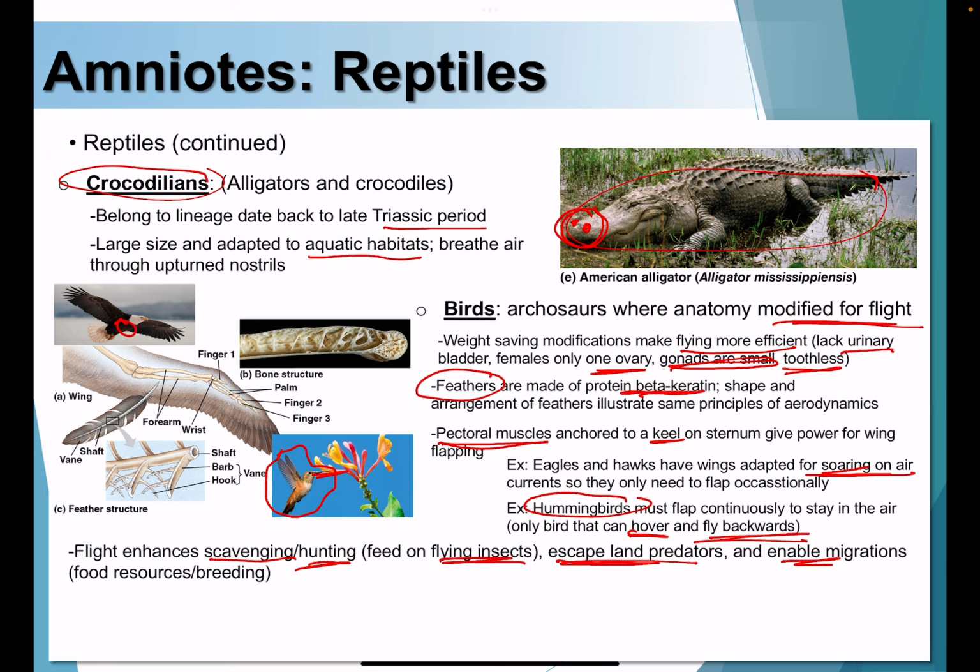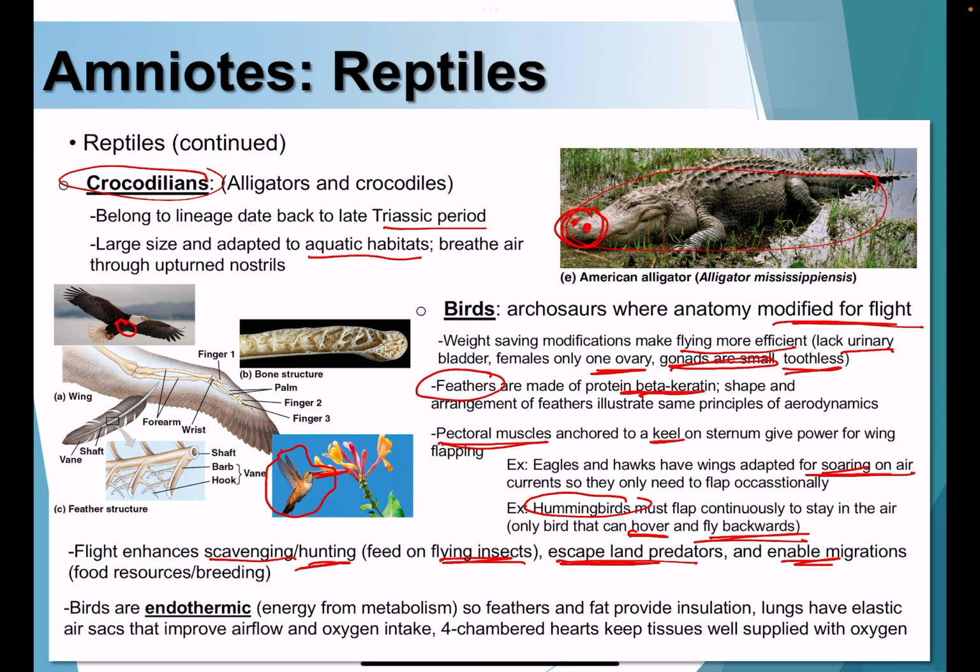Let's say there is a scarcity in a particular food source, they can fly elsewhere far away looking for a new food source. And sometimes they can also migrate to a different area, to a suitable breeding area, to repopulate their population.